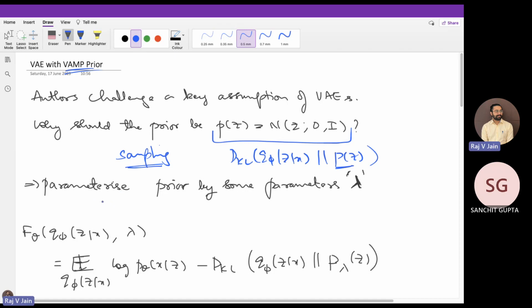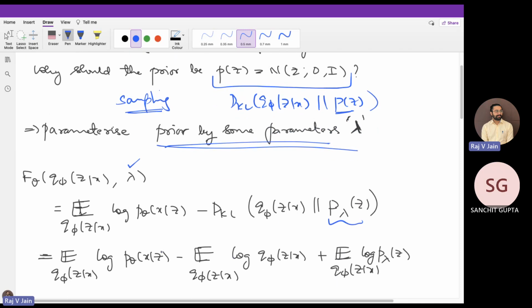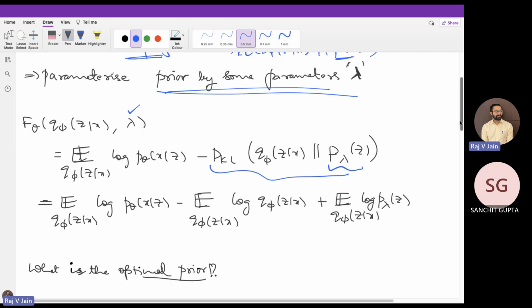So now the idea is that we parameterize this prior by some parameters lambda, right? So now your F theta of Q of Z given X becomes a function of the lambda parameter also, which can be seen as something like this. So instead of P of Z, we have P lambda of Z. Simple, straightforward idea. You can break it down going forward and you will get something like this term, just expanding the DKL term in its expectation of Z given X and so on. So now the question is, how do you find what the optimal prior is? Any thoughts? How would you solve this problem?